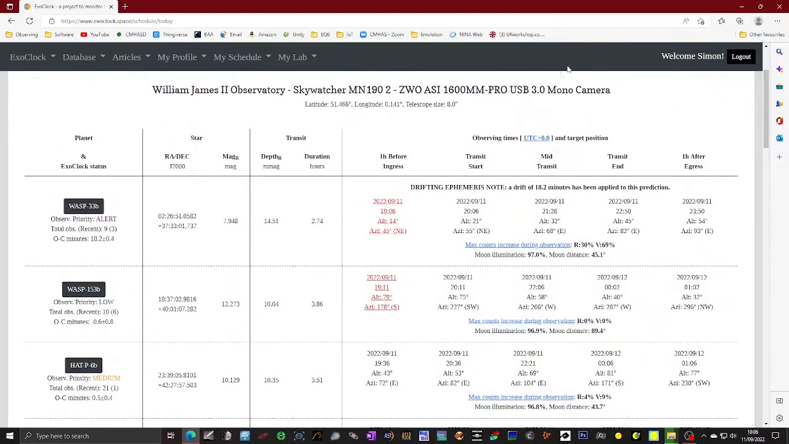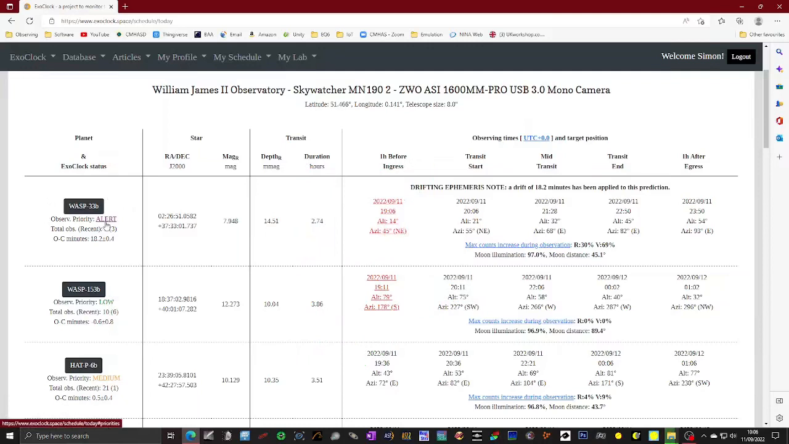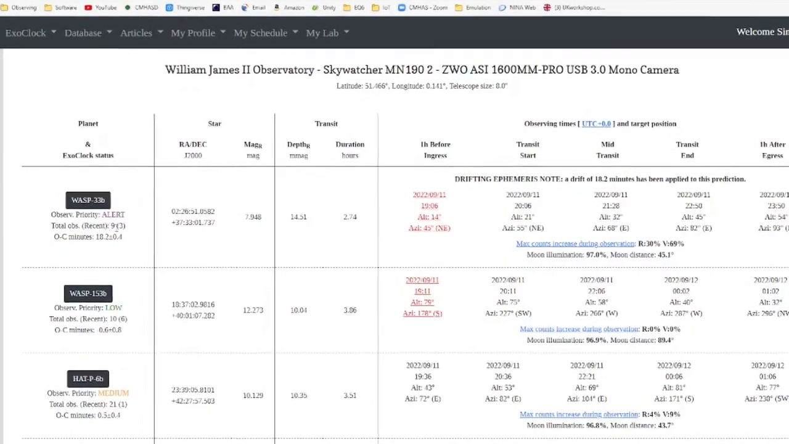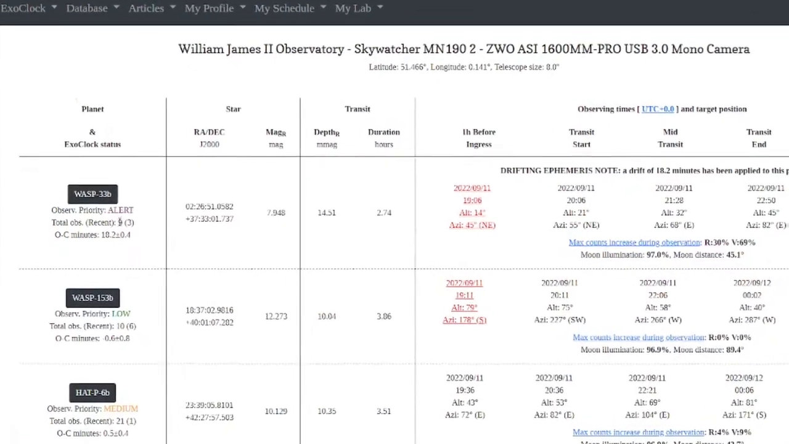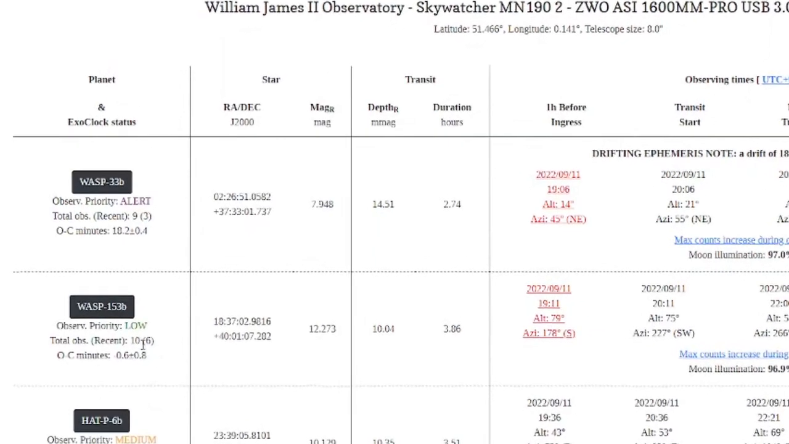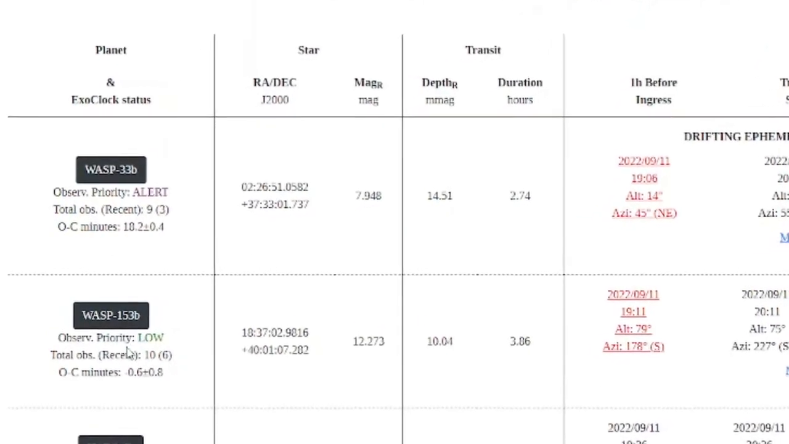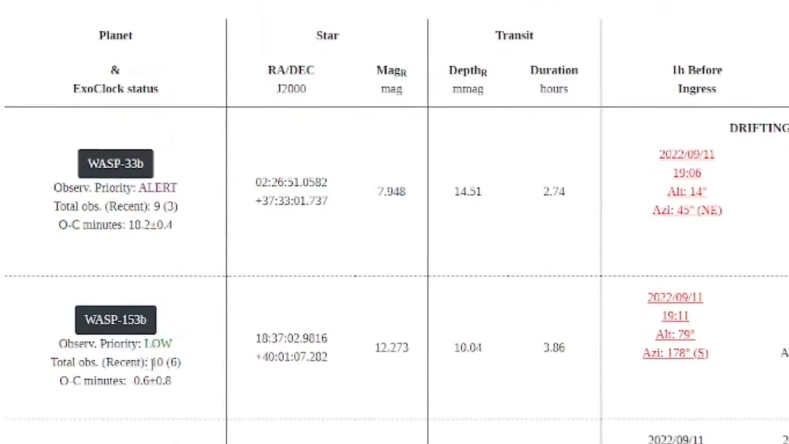Now, when looking at this list, there's a number of things worth considering. The first is if there's an alert. So these can have alert, high, medium, or low. So we should try to prioritize the alert ones, then the high, then the medium, then the low. At recent meetings, we've been told that even the low ones are worth observing more than once. This area here will tell you how many observations there have been. So you can see this WASP 33b, there have been 9 observations, and 3 of them have been recent. So if this is a low one and there are 0 recent or a very small number of recent observations, then it's probably worth doing as well. So that's another way of prioritizing.